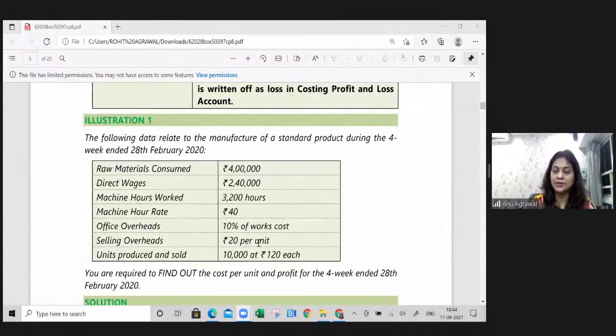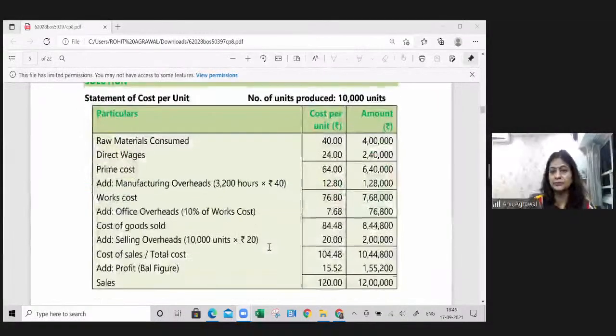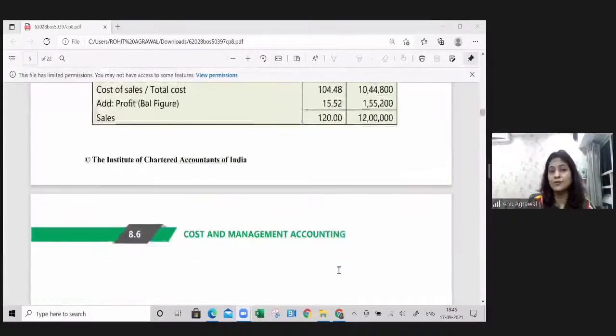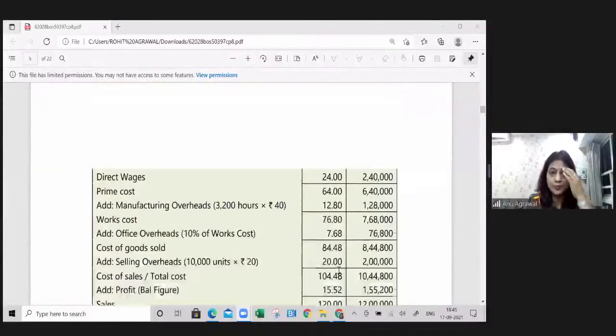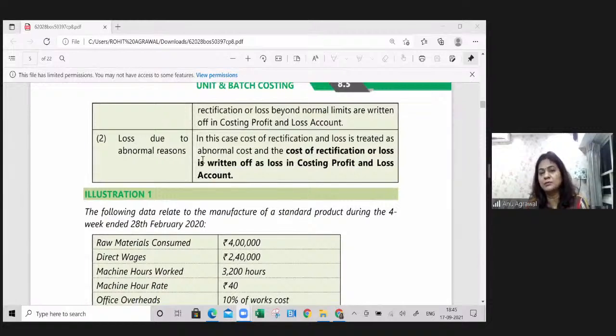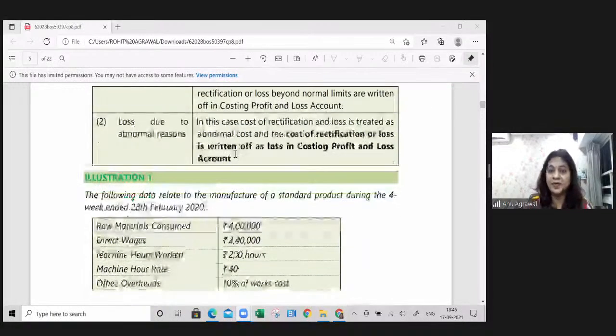Selling overhead is given to me 20 rupees per unit. I charge 20 rupees per unit. I get out with my cost of sales. Selling price has been given to me 120, 15.5. Now this particular sum had nothing to do with your defectives and spoiled. But this is very, very important that you should know how you treat spoiled and defective units. Till here, any problem?